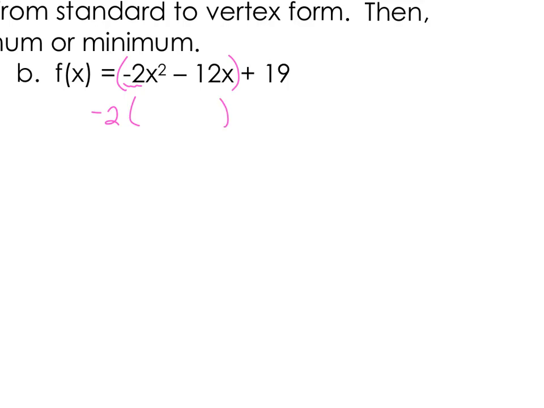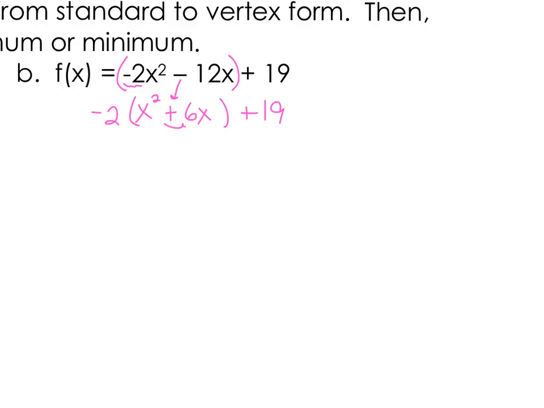If I factor negative 2 out of negative 2x squared, we have x squared left over. And watch this, everybody. If I factor negative 2 out of negative 12x, that gives us plus 6x. So be careful there. Notice the sign changed when I factored out my negative 2. The 19 at the end stays 19 at the end. That's step 1. Step 2.